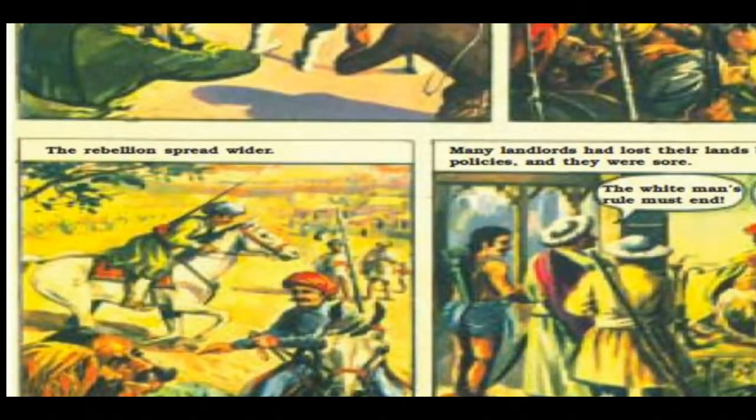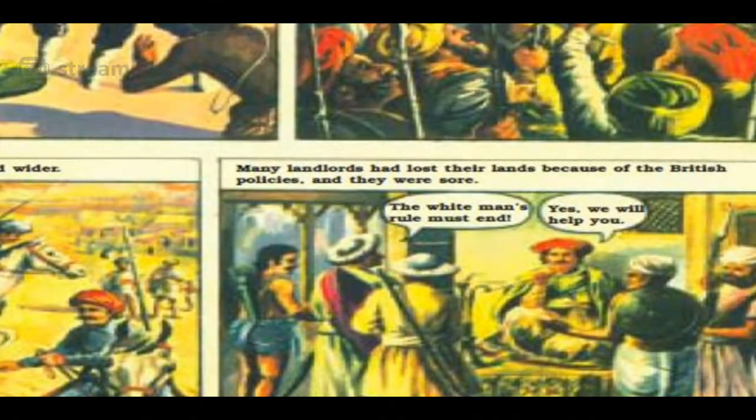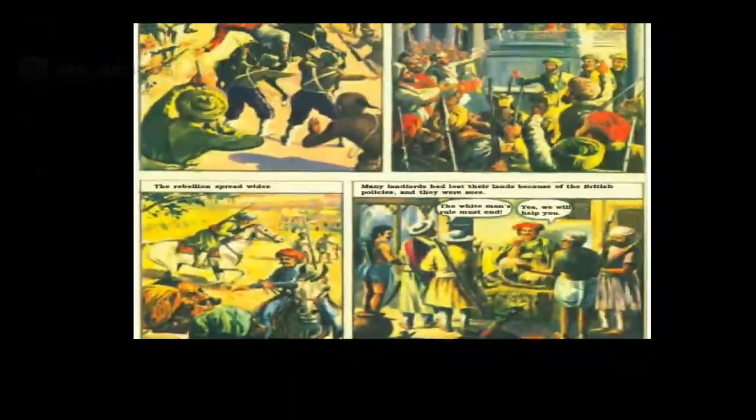spread wider, not only in Delhi or Meerut, it spread even wider. Many landlords had lost their lands because of the British policies, and they were sore, meaning bitter. They were not happy. They wanted to take revenge. "The white man's rule must end." "Yes, we will help you." So all united. Farmers, soldiers, artisans, landlords, all united in this revolt.